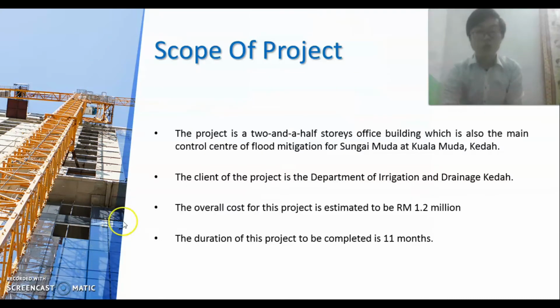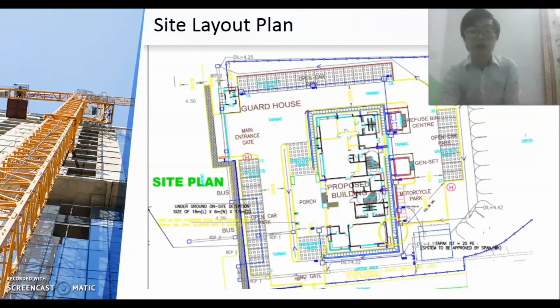The scope of the project: this project is a 2.5-story control center of flood mitigation for Sungai Muda located at Kuala Muda, Kedah. The cost is estimated to be 1.2 million ringgit Malaysia, and the duration of the project is 11 months. This is the layout plan of the site.